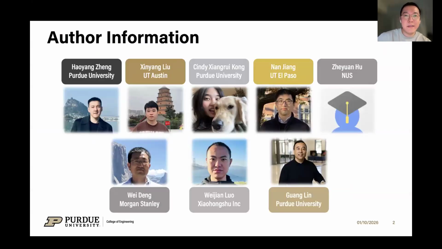This work is a joint effort with a fantastic team of collaborators like Xin Yang from UT Austin, and Cindy is a PhD student at Purdue, and Nan graduated from Purdue University and is now a tenure track assistant professor, and Julian from AUS. Unfortunately, I did not get his photo for this slide, but since he has worked closely with Professor Kanya Dekis, I believe many of you are familiar with him. And Wei is another Purdue alumni who is now a research scientist at Morgan Stanley. Also, Wei Jian graduated from Peking University and is currently a research scientist at Red Note. And also Dr. Guang Lin.